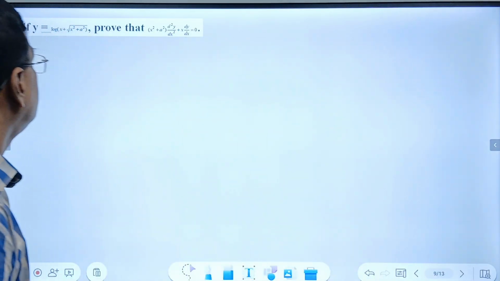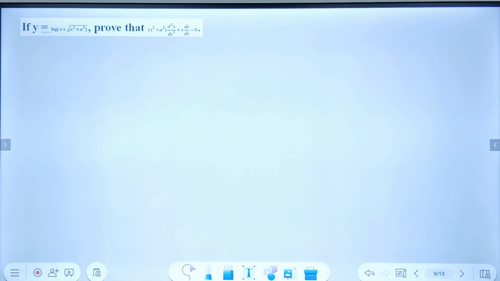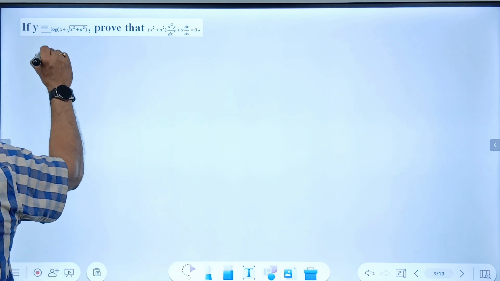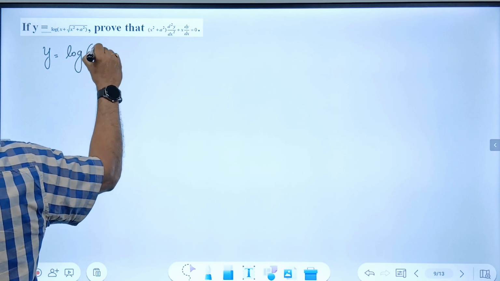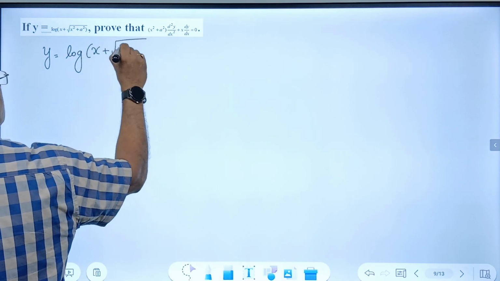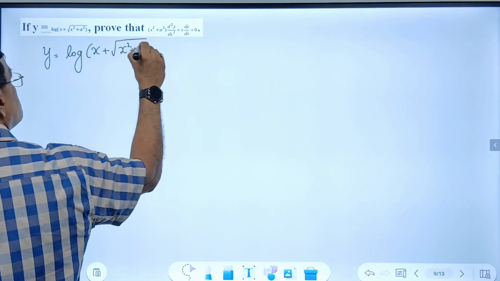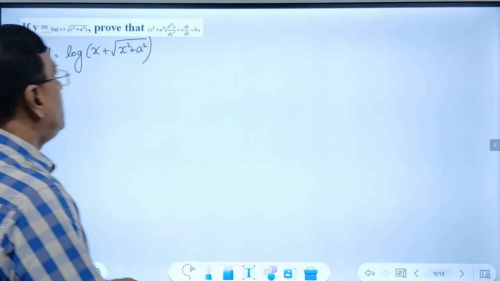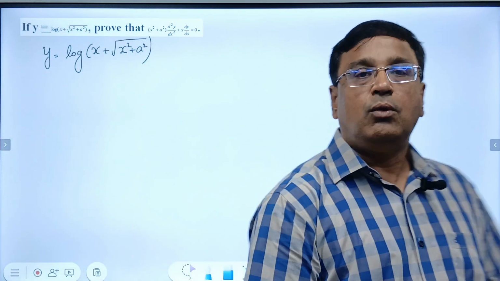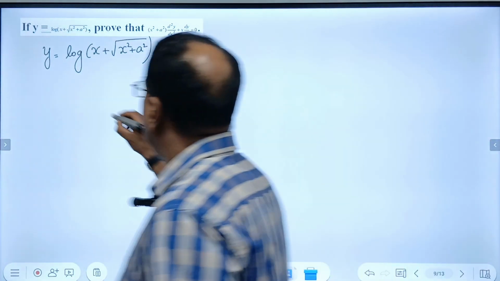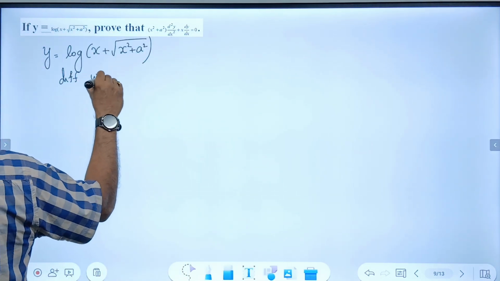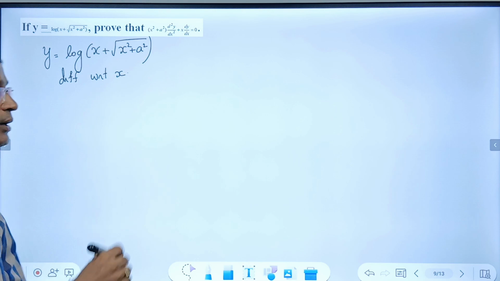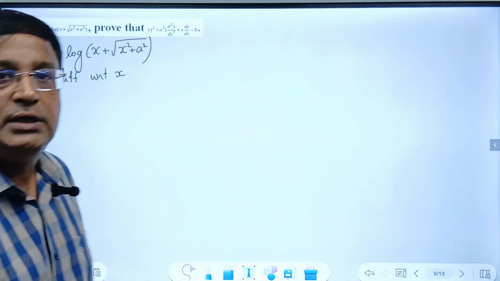Okay, the next one. This is also a very important question. You are given y equal to log of (x plus root of x square plus a square). And I need to prove this. Now what I do, first I differentiate with respect to x. Now how do I differentiate y? Differentiation of y is dy by dx.